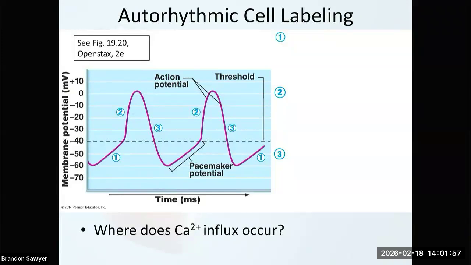It pretty much does the same thing. So the wires go directly to where the SA node is. And if the SA node isn't functioning properly anymore to do it on its own, then those wires cause the depolarization of that area, which then spreads throughout the fibers of the atria and then down to the AV node.